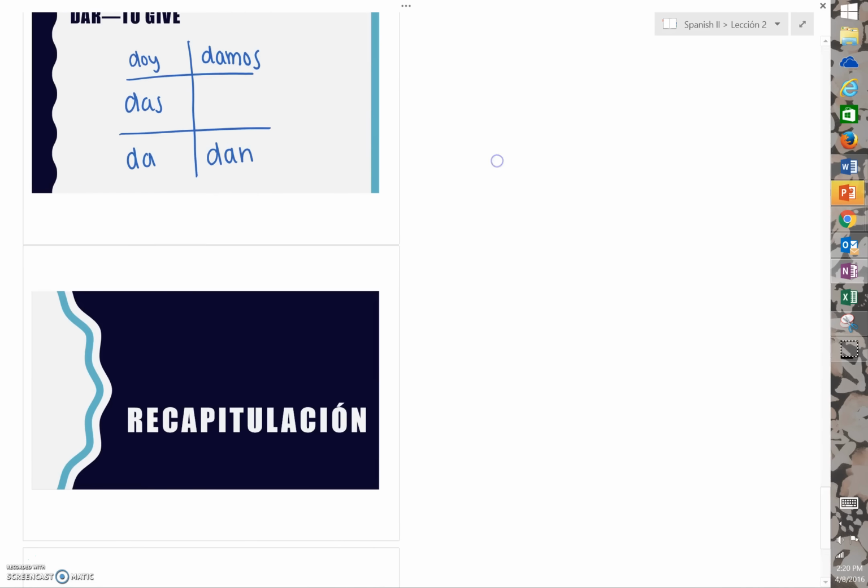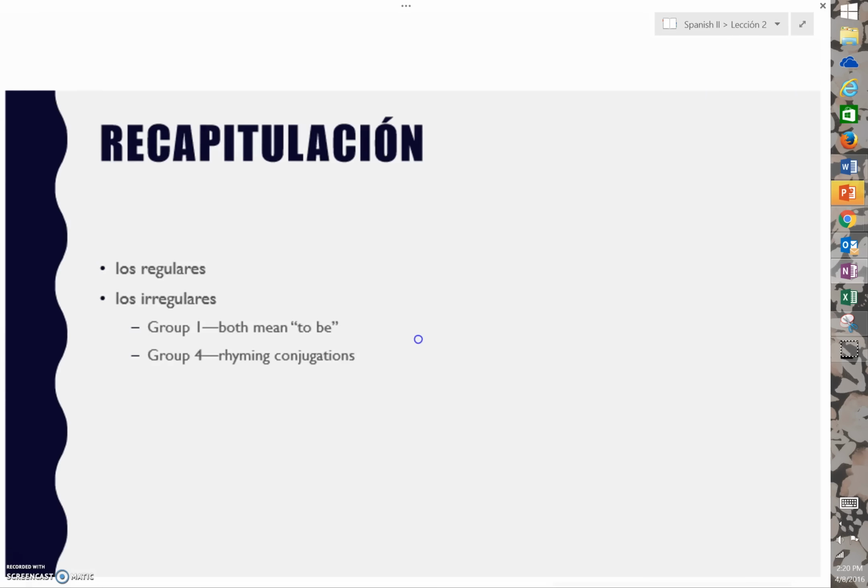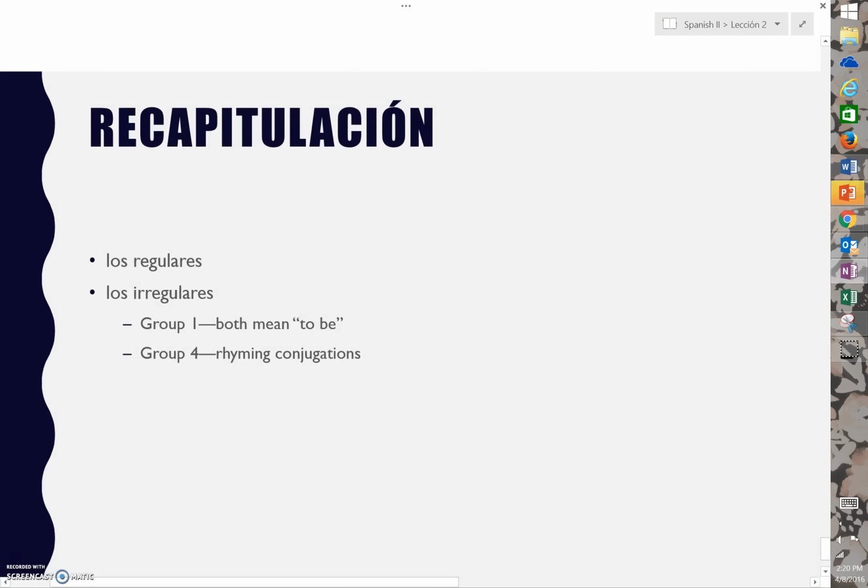Let's recap what we've talked about today. La recapitulación. Today, we have talked about the regular present tense verb endings for AR, ER, and IR verbs. We also have talked about los irregulares. We talked about group 1, ser and estar, both of which mean to be, and we've talked about group 4 verbs, ir and dar. Ir means to go, dar means to give. It is extremely important that you know what these verbs mean and how they conjugate, as you may or may not have a surprise assessment later this week over them.